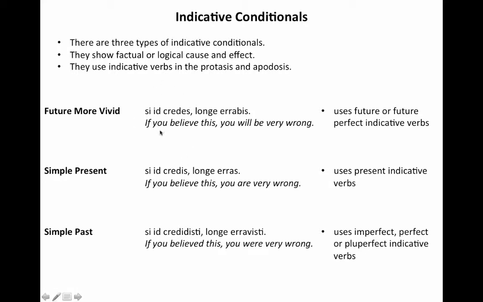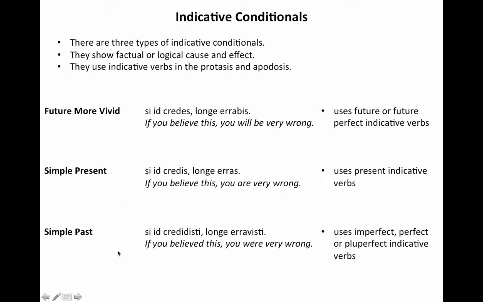And here we have an example. If you believe this, you will be very wrong. So note that this is a logical conclusion. If it happens, you will be wrong. There's no doubt here. The simple present uses present indicative verbs on both sides. And again, there's no doubt. If you believe this, you are very wrong.